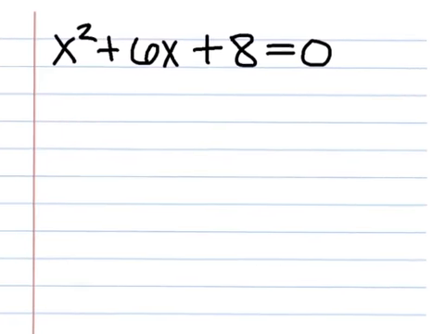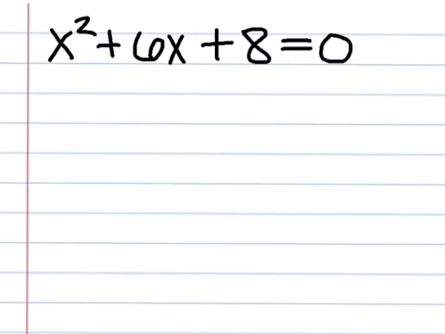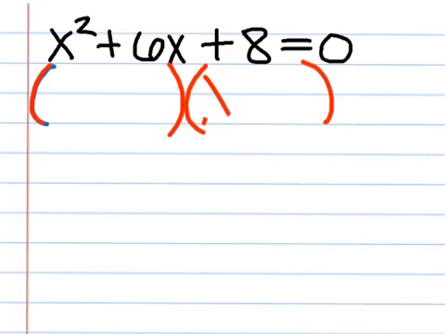Alright, for example 2, we have x squared plus 6x plus 8 equals 0. Go ahead and set up our factors. Put x in there. Now we need to find the numbers that go with our x's. Alright, so we're going to look at our positive 8. What factors make positive 8? What two numbers can we multiply to get 8?